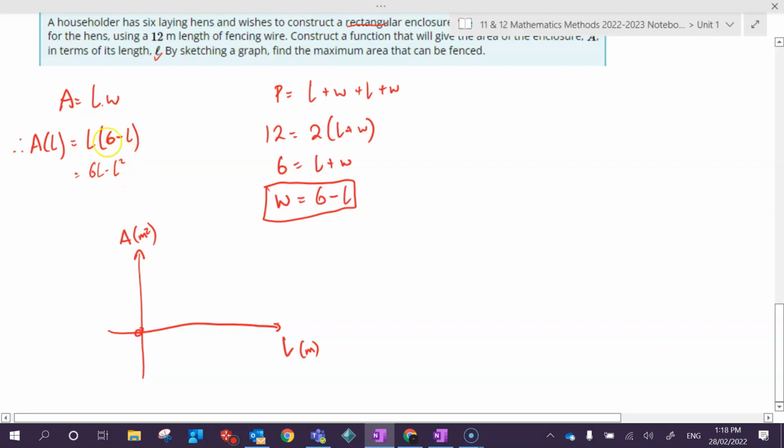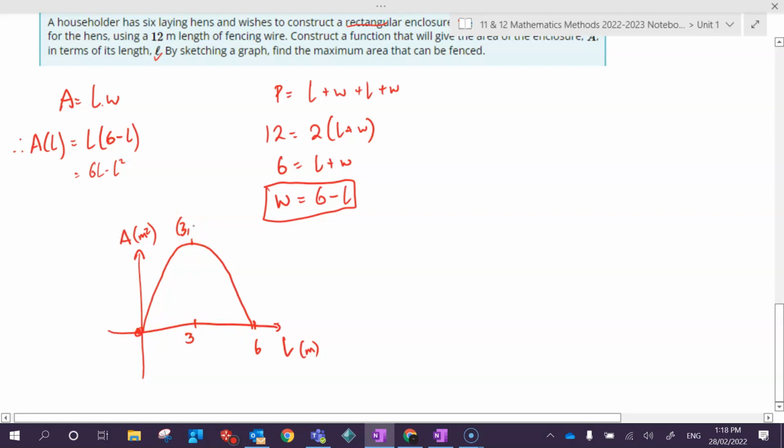But I can see that it's in factorized form. One intercept is going to be at 0. The other intercept is going to be at 6. It's a parabola from a quadratic equation, so a nice symmetrical equation. Where is the maximum going to occur? Well, halfway between 0 and 6 is 3, so I know the x-coordinate of my maximum is 3.